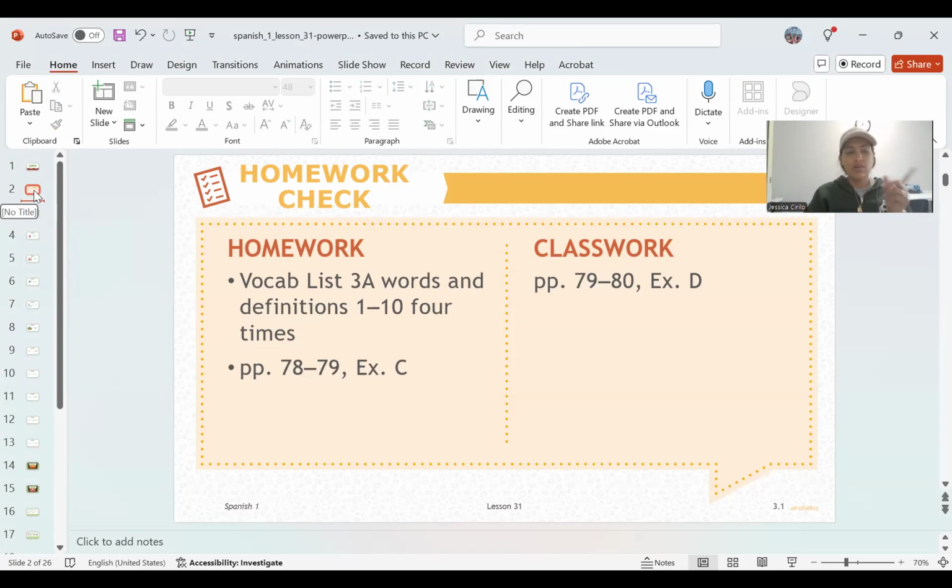lesson 31 and 32, because 31 is just a review of the previous lesson, and you have to do some of the exercises from your workbook, okay? So make sure you already worked on homework from lesson 30 before you continue here. If you haven't done so, please do that now and then continue with the following lesson. So for classwork, we're gonna work on pages 79 and 80, exercise D, okay?